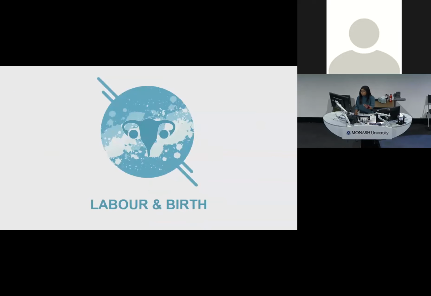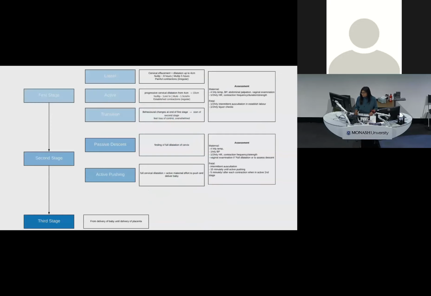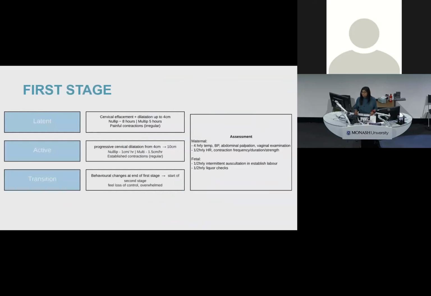So we'll start off with labour and birth. Normal labour is divided into 3 stages. Term is at 37 weeks, as you guys know. The first stage is further divided into 3 phases. So you've got latent, active and transition. The latent phase is marked by cervical effacement and dilatation up to 4 centimetres and painful contractions that are not regular yet. The active stage is then classified by cervical dilatation from 4 centimetres to 10 centimetres, and you get established contractions that are more regular.